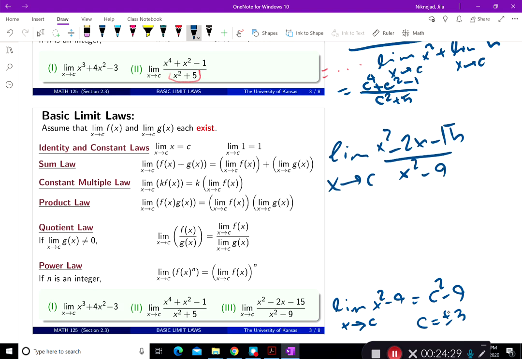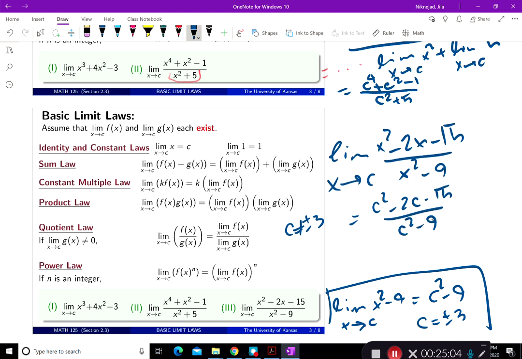And so actually at one of these c values, the function will have a limit, but we cannot use the basic limit laws to find that limit, and that's something for the next section that we discuss. So if c is not equal to plus or minus 3, I can just plug in and get c squared minus 2c minus 15 over c squared minus 9.